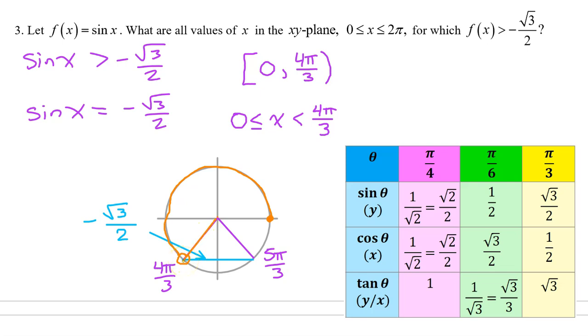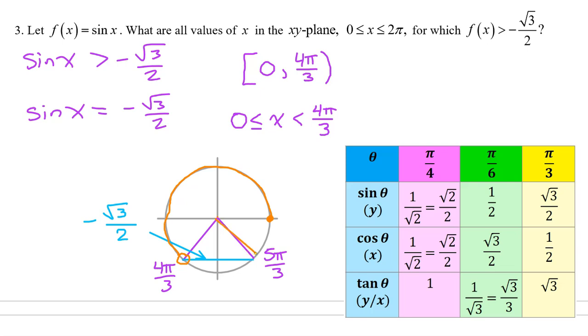Picking up where we left off at 4 pi over 3, we do not have a solution. As we rotate past 4 pi over 3, these are not solutions either. On the interval from 4 pi over 3 to 5 pi over 3, the vertical displacement is below negative radical 3 over 2. We are looking for where the vertical displacement is above negative radical 3 over 2, so these are not solutions. The endpoint of 5 pi over 3 is not a solution either, because the vertical displacement is exactly negative radical 3 over 2, but not greater than, so this is not a solution.